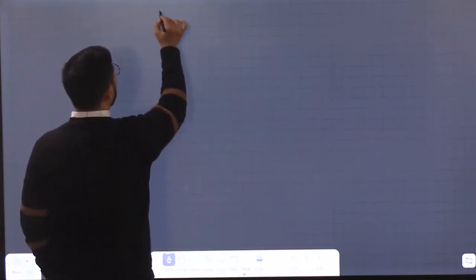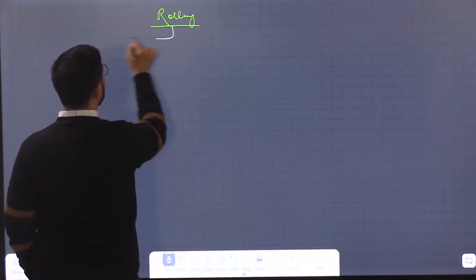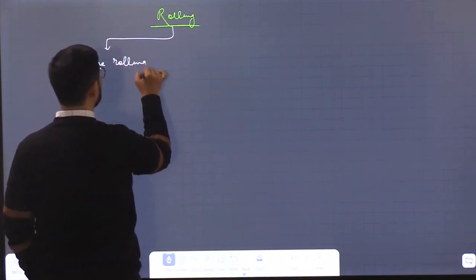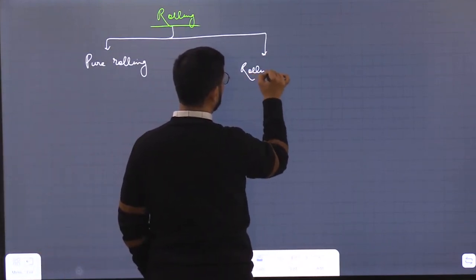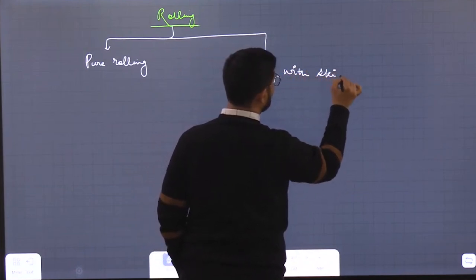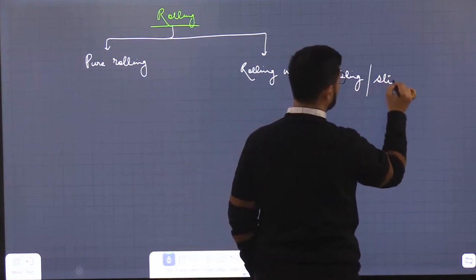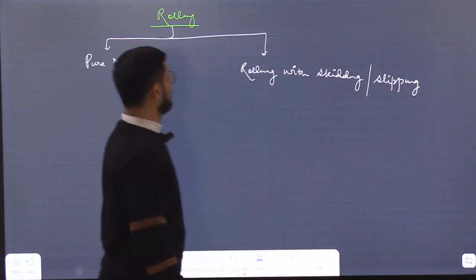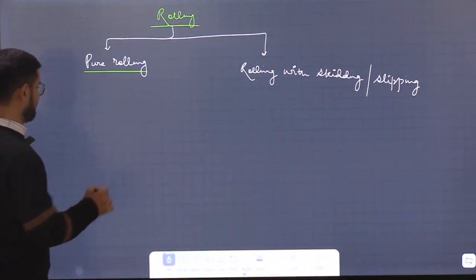Now this rolling motion is divided into two categories. One is pure rolling, and the second one is rolling with skidding or slipping. Not sliding, slipping. Okay. So let's begin with pure rolling.